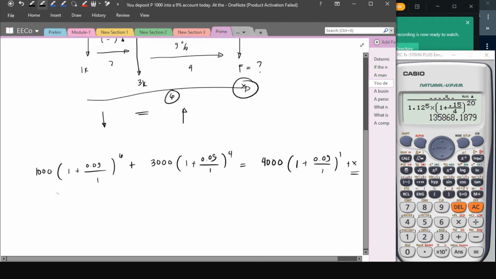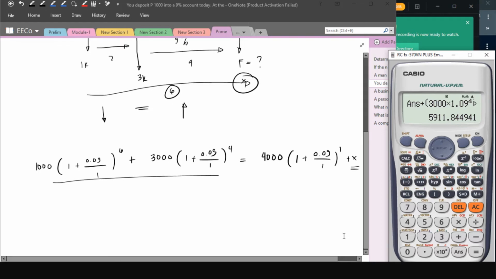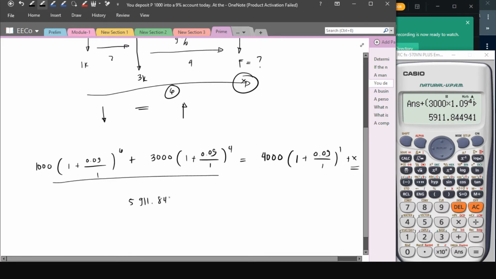Okay. So, tignan natin yung collective value nitong dalawa. So, how much will it be worth? So, 1,000 times 1.09 raised to 6. Plus 3,000 times 1.09 raised to 4. Okay. So, that is 5,911.844941. Wag nyo munang i-round it off.